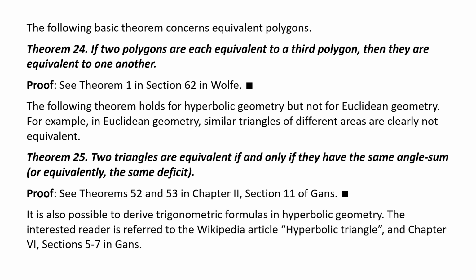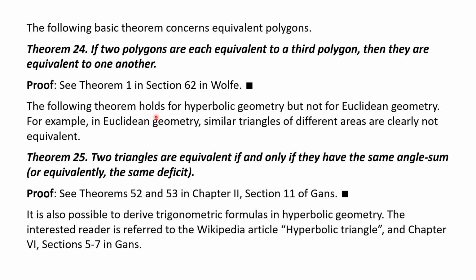We have a few theorems on this slide concerning equivalent polygons. First theorem is if two polygons are each equivalent to a third, then they are equivalent to one another. So this is basically a transitivity property. I'm not going to prove it here, but I'll give you a reference to a book by Wolf. I believe it's available for borrow from the Internet Archive, and I'll give you the reference to that. But it's theorem number 1 in section 62.